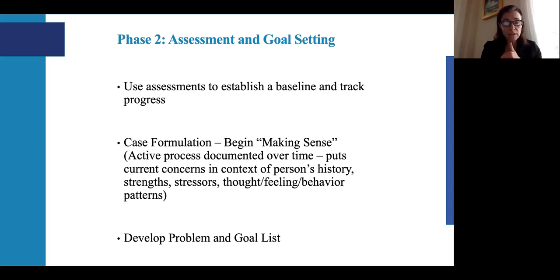We're going to also talk a little bit about a broader case formulation. So you'll remember at the beginning we did those nugget case formulations that were very quick and dirty. We're going to talk about how to do a broader, more extensive case formulation that involves a conversation with the client about their history, and then how do you actually develop a problem and goal list. Next slide, please.